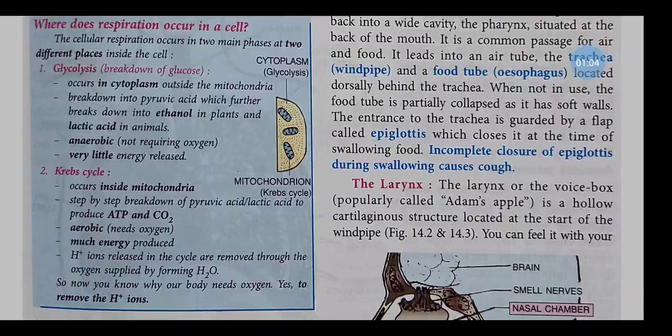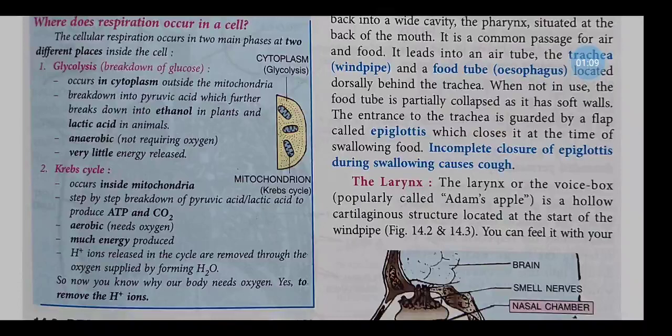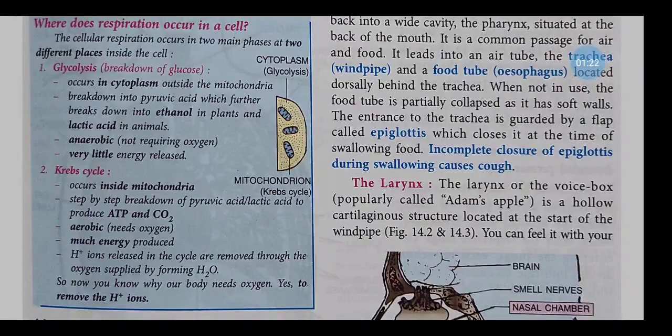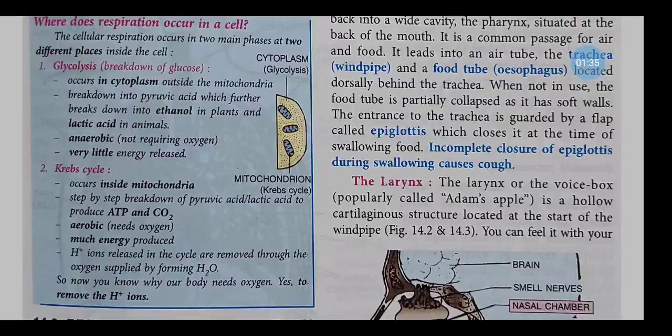Glycolysis is the breakdown of glucose into pyruvic acid, and further breakdown into ethanol in plants and lactic acid in animals. We have already discussed that in animals lactic acid is formed in anaerobic respiration, and in plants ethanol is formed in anaerobic respiration. Anaerobic respiration does not require oxygen and the energy release is very little.